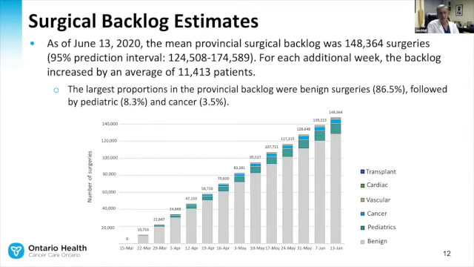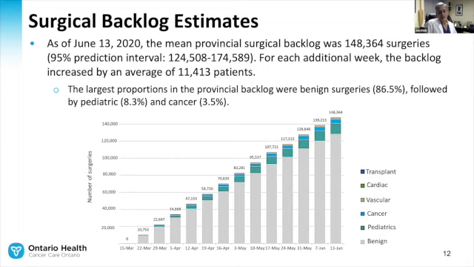Next slide. So I'm going to share the results based on the input data that I've presented, and if you go on to the next slide, you'll see that this is the backlog that was accumulated. The mean surgical backlog was 148,000 patients. For each additional week of the shutdown, we do about 11,400 surgical operations a week in the province of Ontario, just over 650,000 a year.